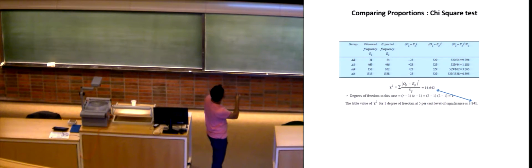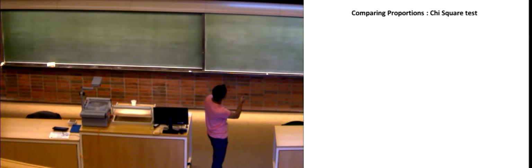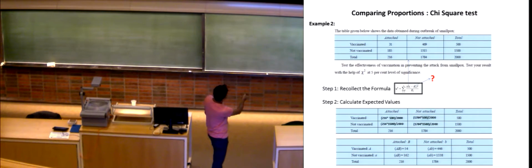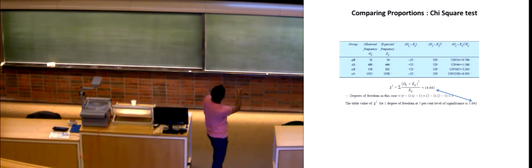And the chi-square will help you. So you have seen that there are 4 groups. This is the 4 groups, right? The 4 groups, this is the observed frequency, 4 numbers compared with the expected 4 numbers, and through this formula, you get this 14.64, that's a chi-square value.